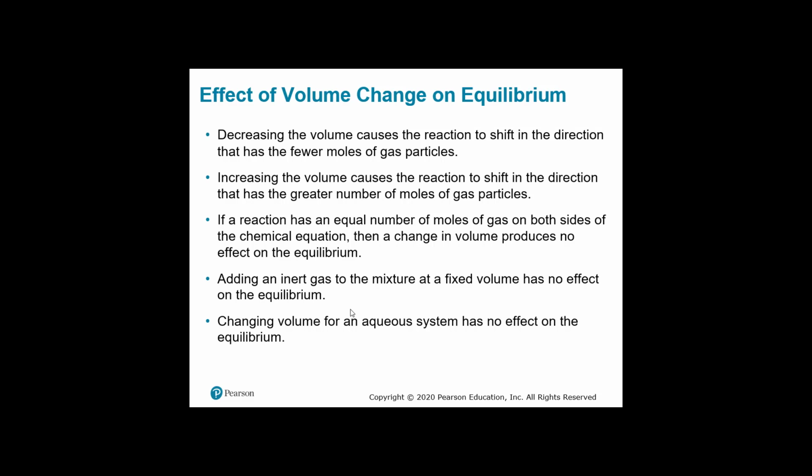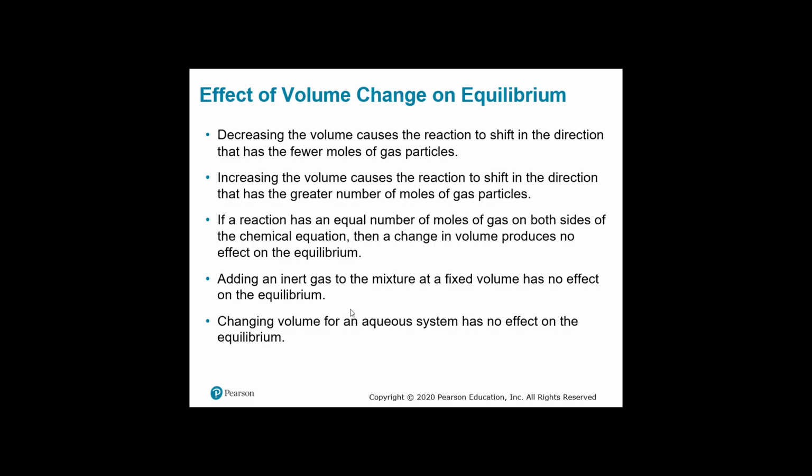Spread your legs out. It's going to favor the reaction that has the greater number of moles, so more moles on whichever side is going to be produced. If a reaction has an equal number of moles on both sides, so let's say you have 1 mole of reactant and 1 mole of product, nothing happens. There's no change because it's balanced.